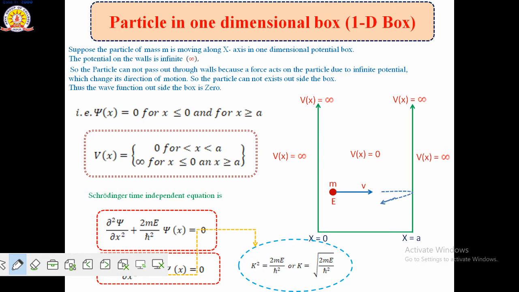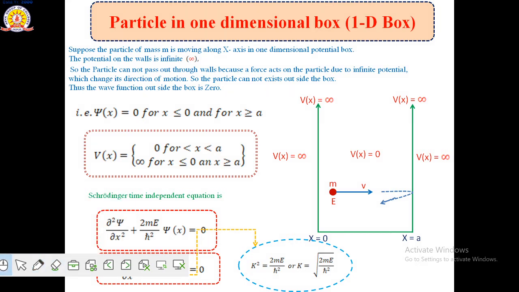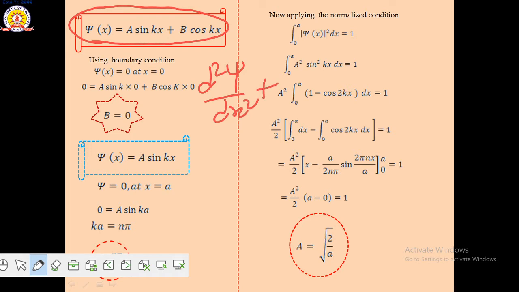Mathematically, that is a second order differential equation, and the general solution of that second order differential equation is psi of x is equal to A sin kx plus B cos kx. So it is the general solution of the equation d2 psi upon dx square plus k square psi of x is equal to 0.